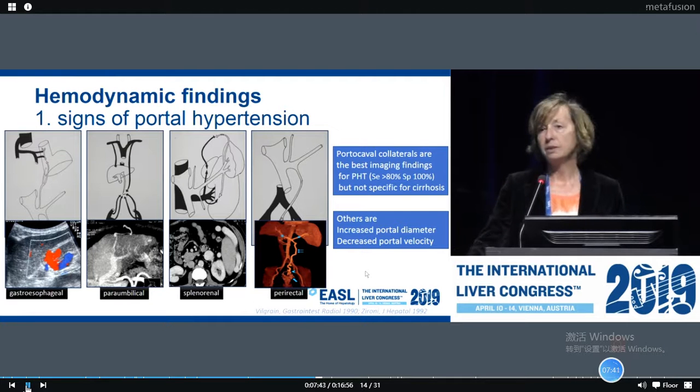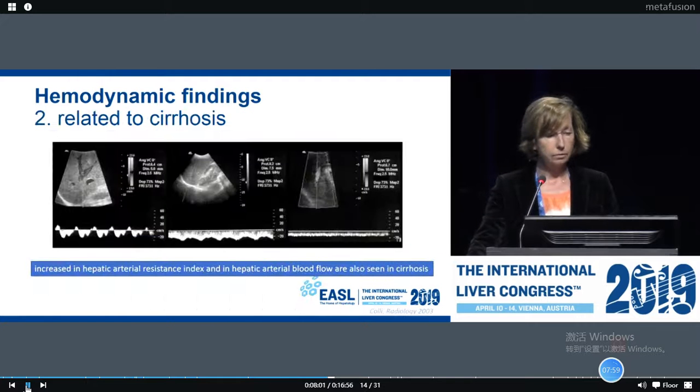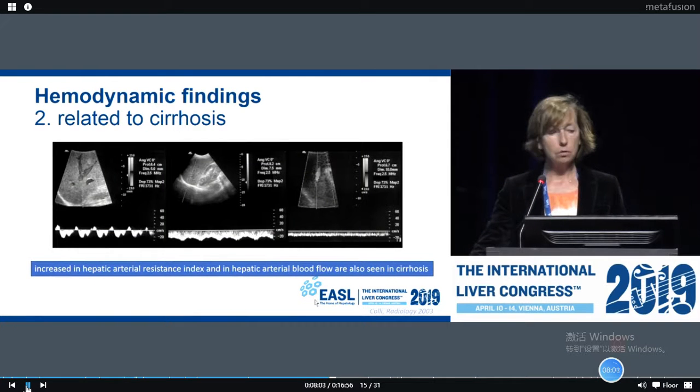Other findings have been described a long time ago, dealing with hemodynamic changes with increased portal diameter, decreased portal velocity, and later on decreased portal venous flow. However, they are not as sensitive and as specific as the portocaval collaterals. But there are also hemodynamic findings that are really more related to cirrhosis.